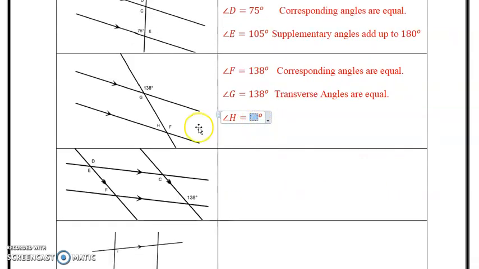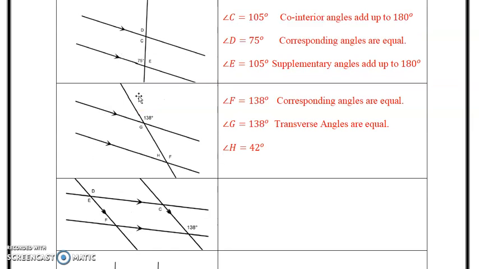So the next one we have is H. H has some properties, but I don't think you can go directly to 138. So we're going to use angle G or F. We know that G and F are both 138. A lot of you know that the answer for H is going to be 42 degrees, because there's a couple of reasons. You could use co-interior angles, which add up to 180, so G and H would have to add up to 180. Or you can use that H and F are supplementary angles. They also add up to 180.